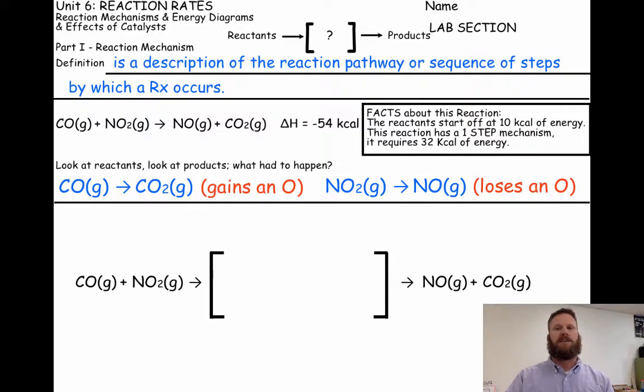If we expand this equation to include the details, we can include the activated complex. If a molecule of CO and a molecule of NO2 collide in the correct orientation with the appropriate amount of energy, the activated complex will form for an instant before these bonds are broken and formed to create products.